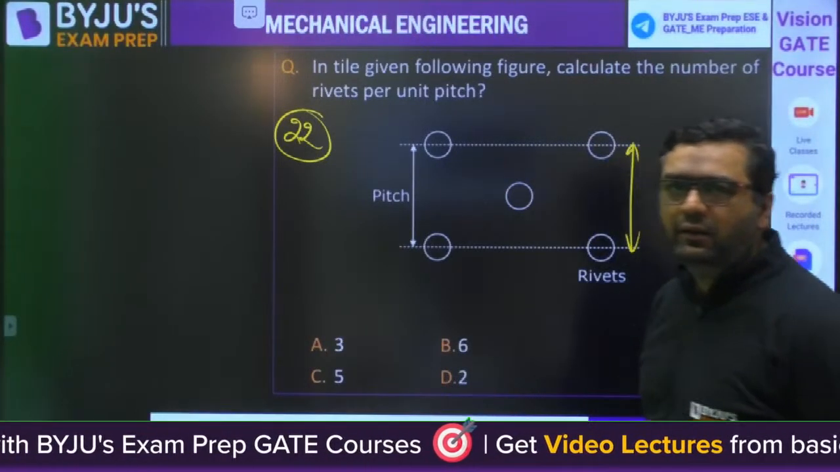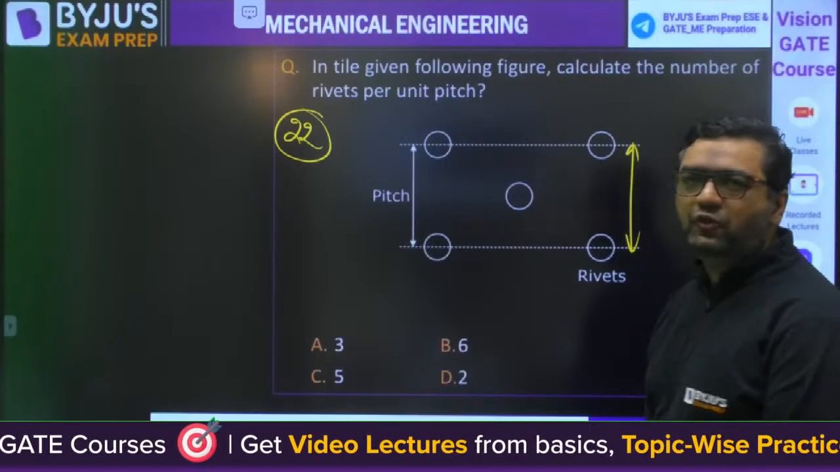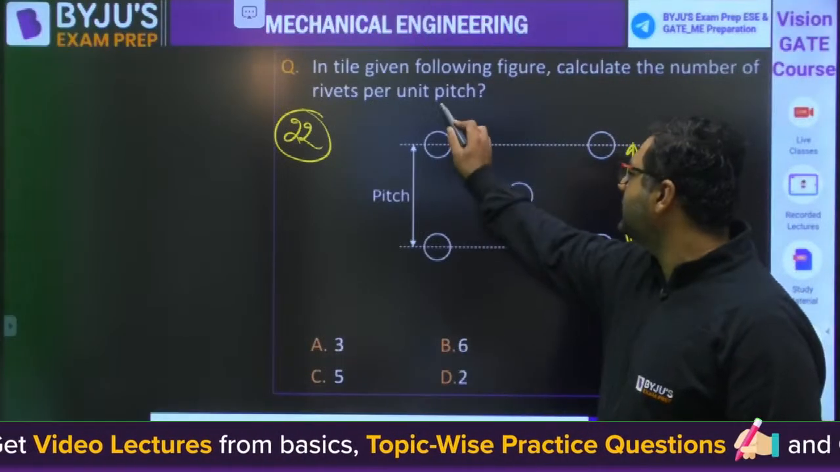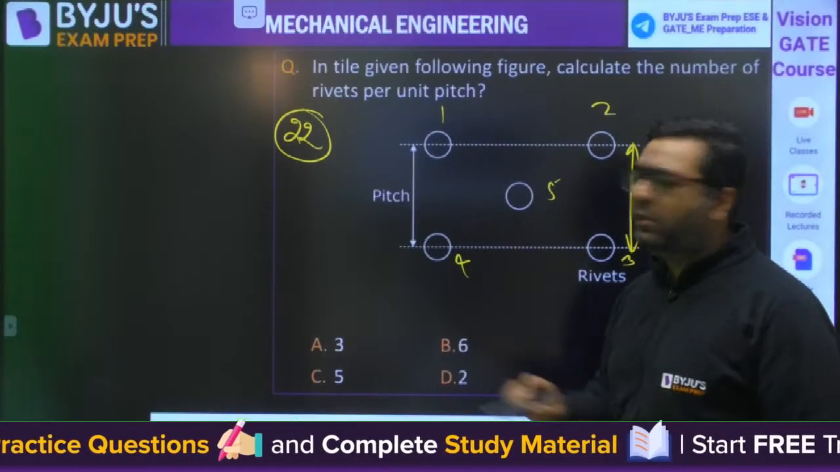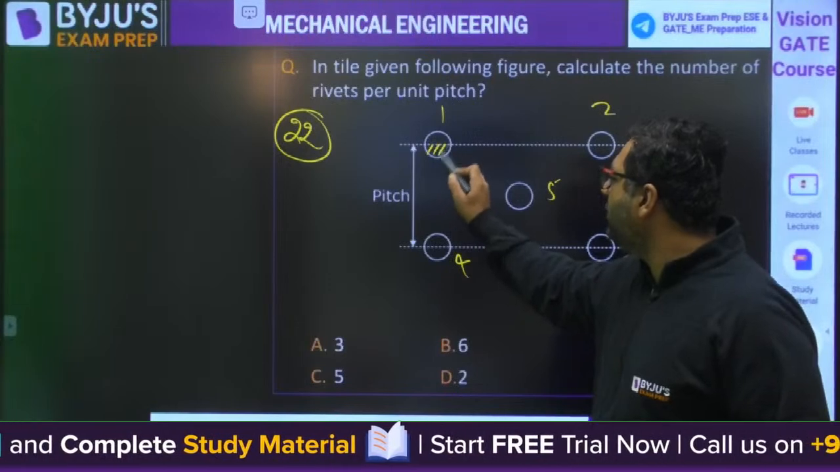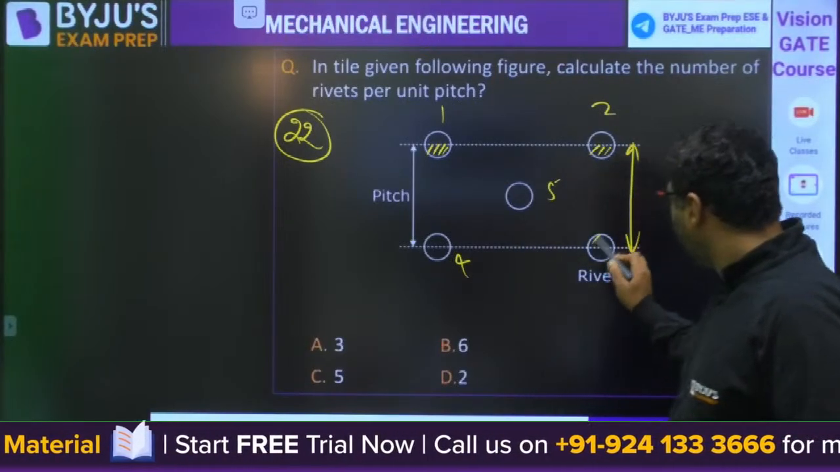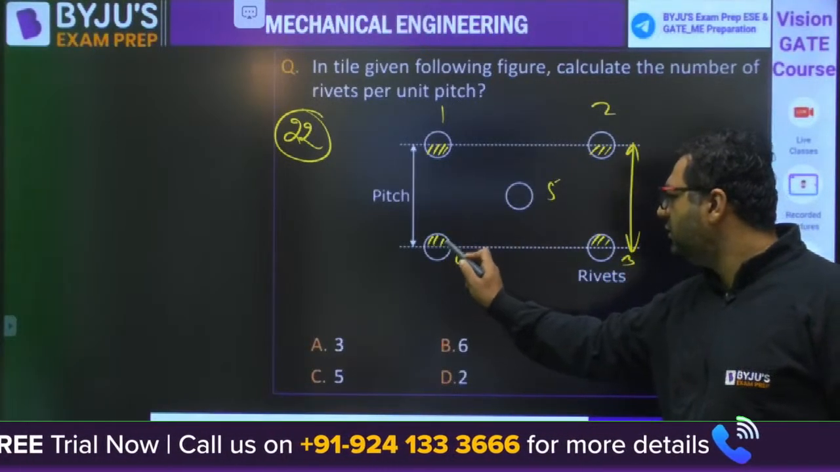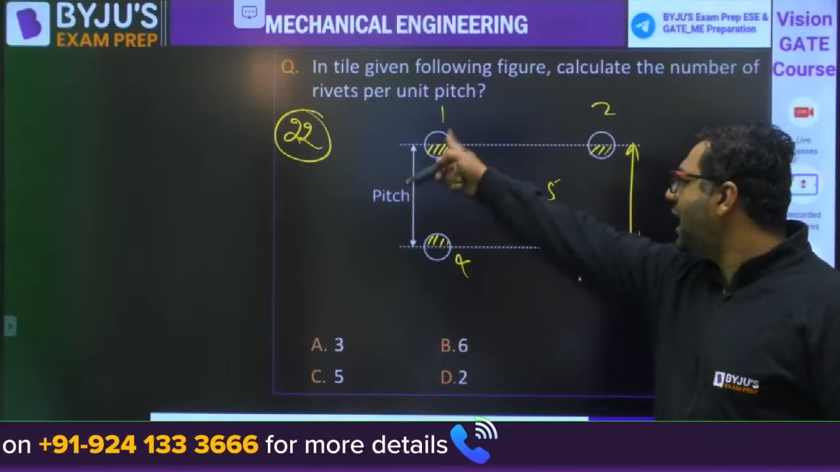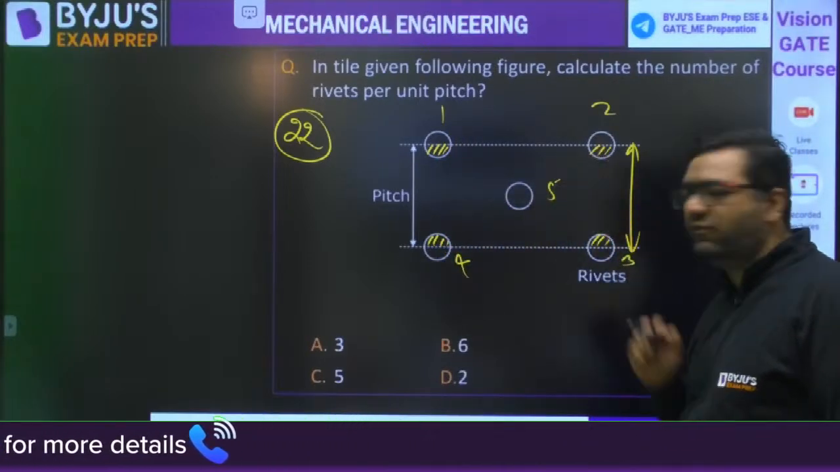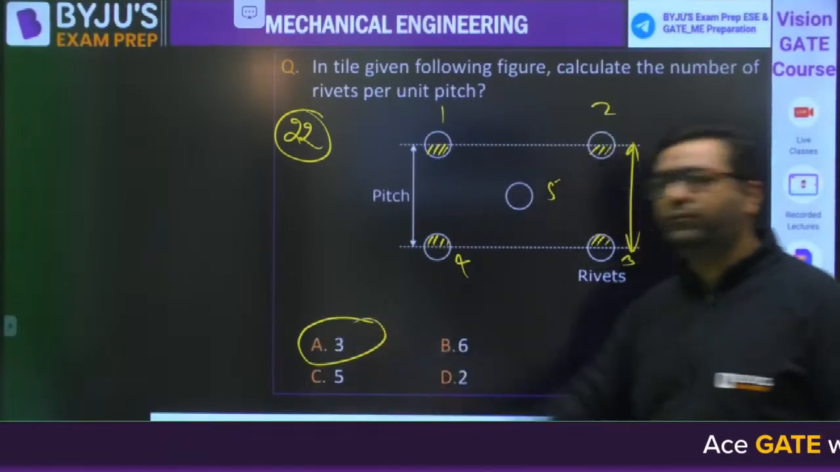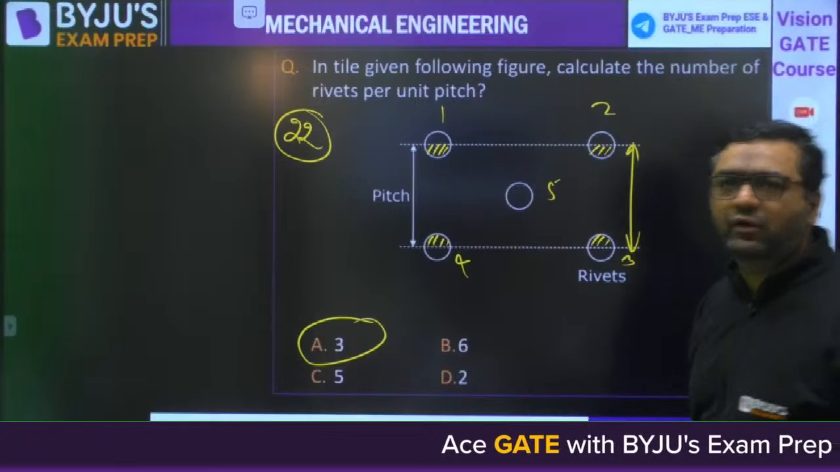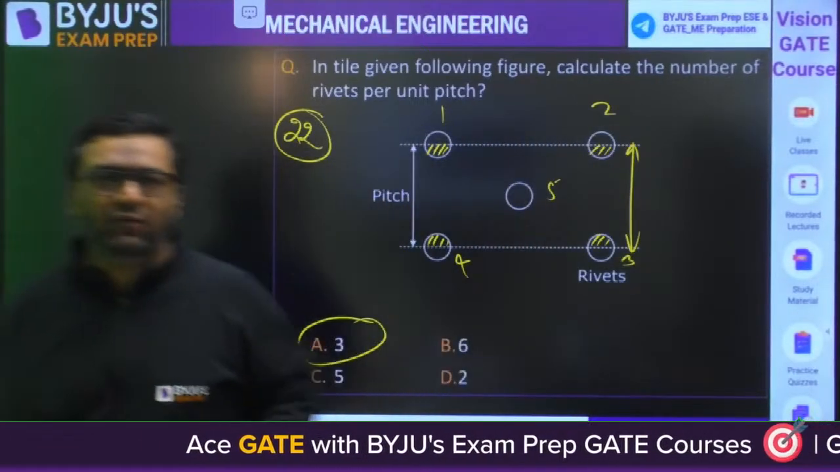So my dear, first of all, generally students think this is 1, this is 2, this is 3, this is 4 and this is 5. But only half a rivet will be coming in your per unit pitch length from all the 4 sides. Half plus half, half plus half, 2 plus 1. Total answer is 3. A is the right answer. 3 is the right answer. Very good, Biseti. Wonderful, guys.